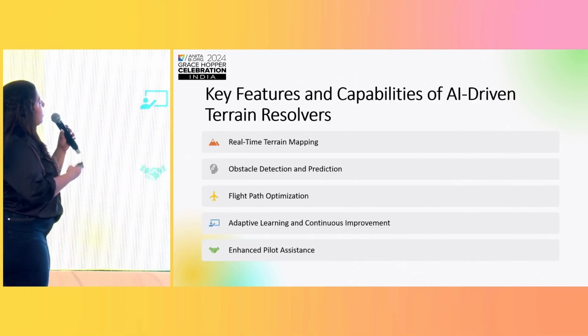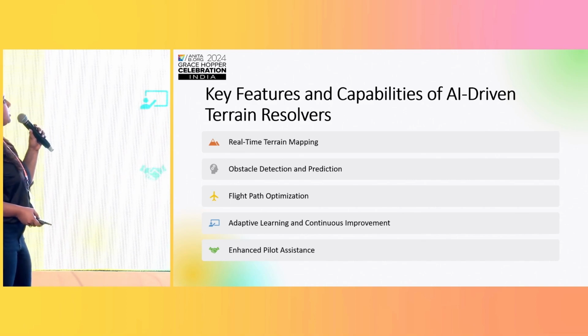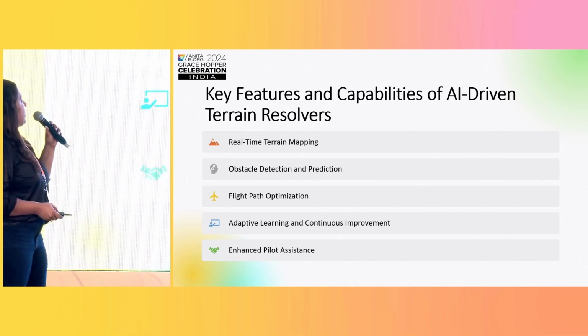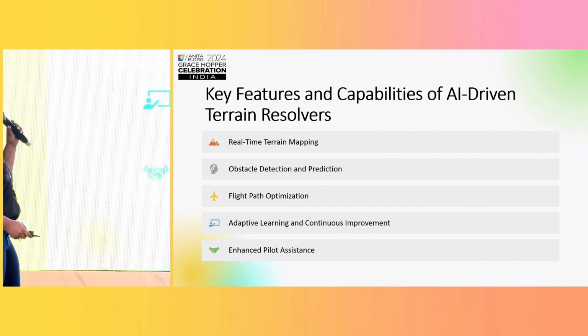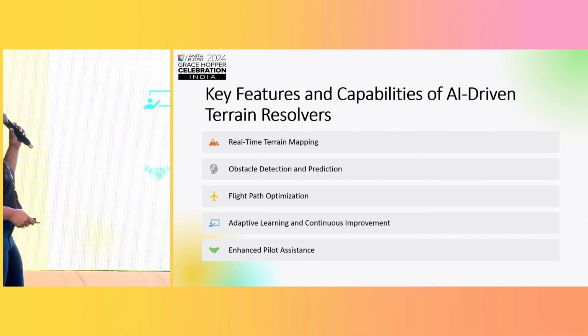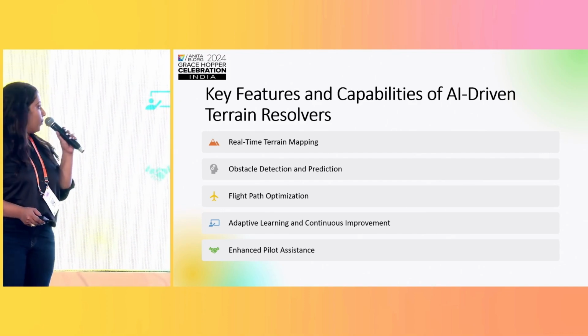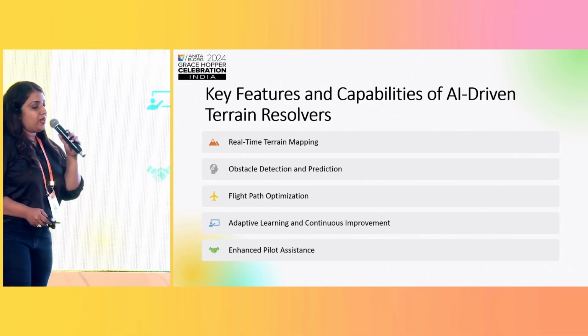So let's go through the key features and capabilities of AI-driven terrain resolvers. First is real-time terrain mapping. As you can see, there are hills and mountains. Then obstacle detection and prediction. The third one is flight path optimization. Fourth one, adaptive learning and continuous improvement. And fifth one, enhanced pilot assistance.